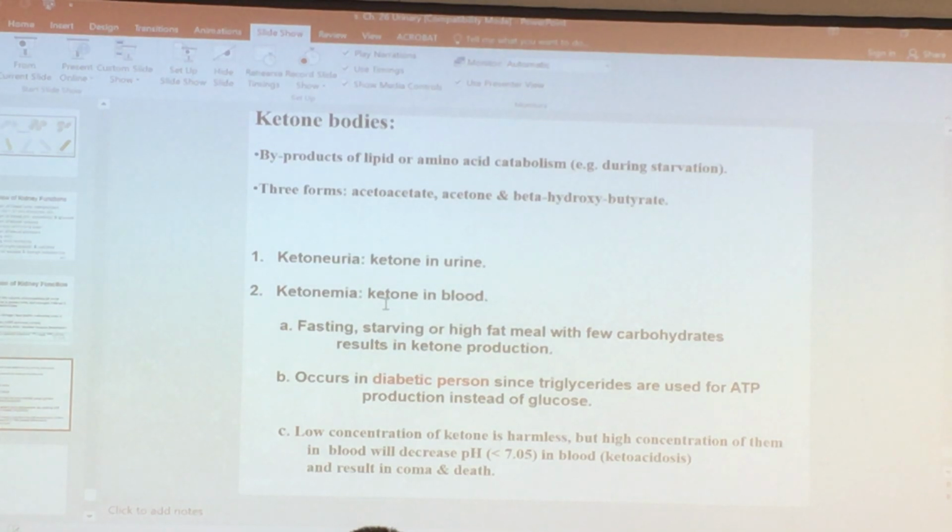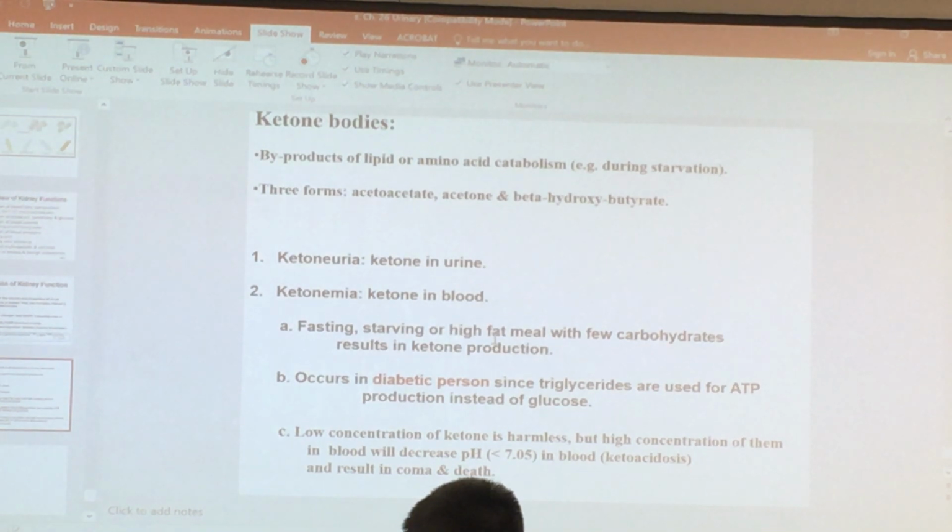Why can the ketone body increase? During fasting, starvation, or when you eat a high-fat meal with very few carbohydrates, the ketone will increase.